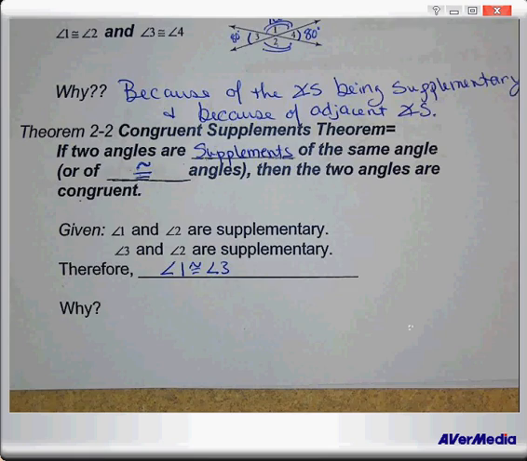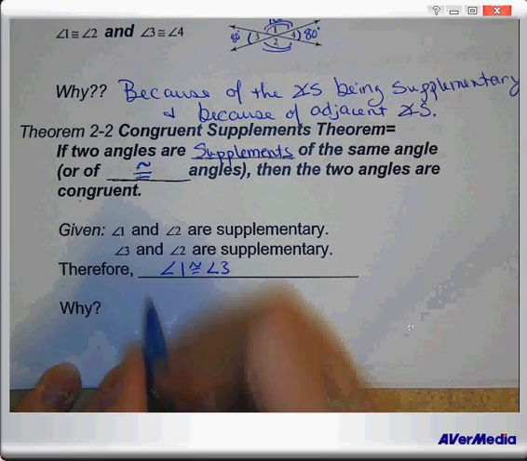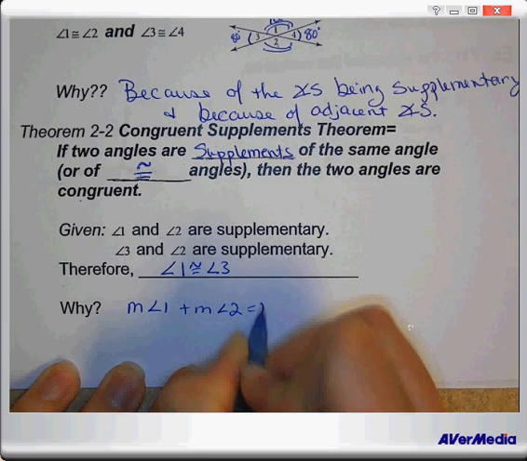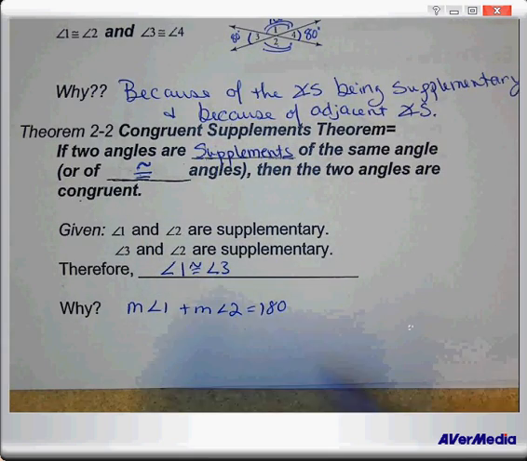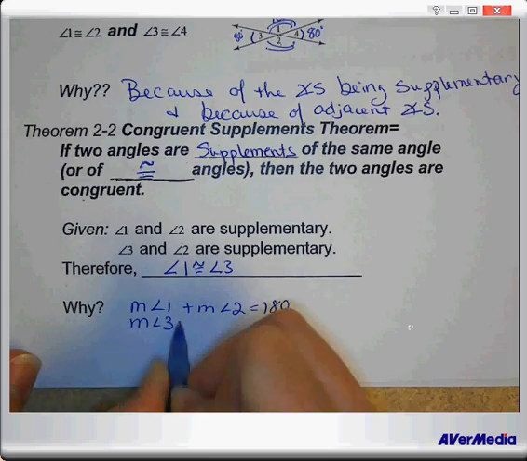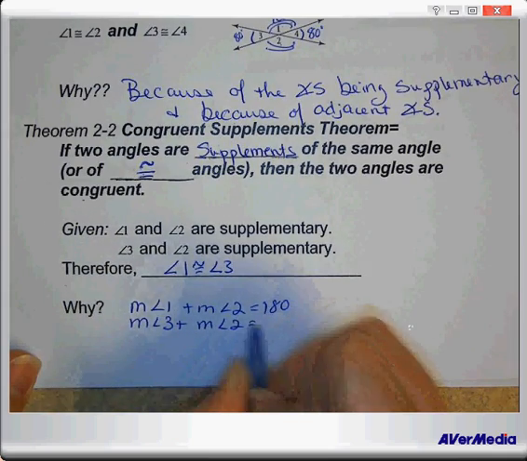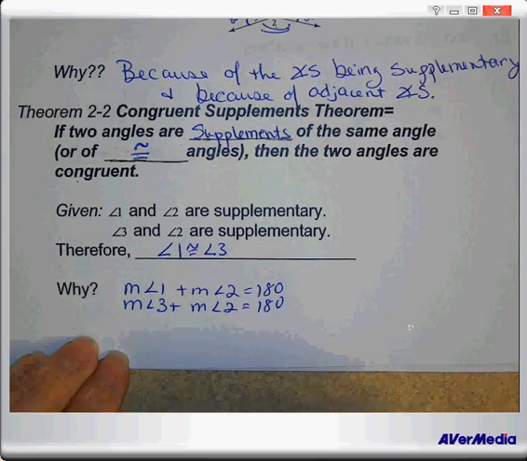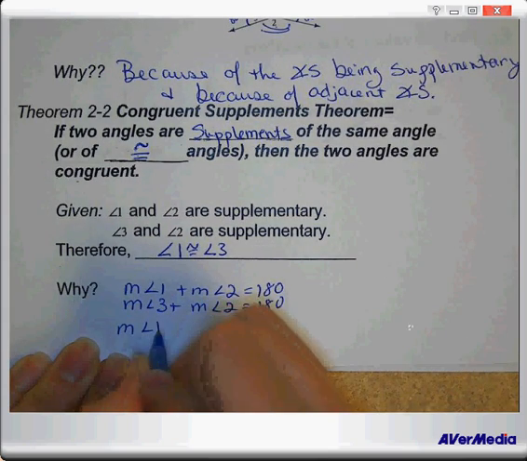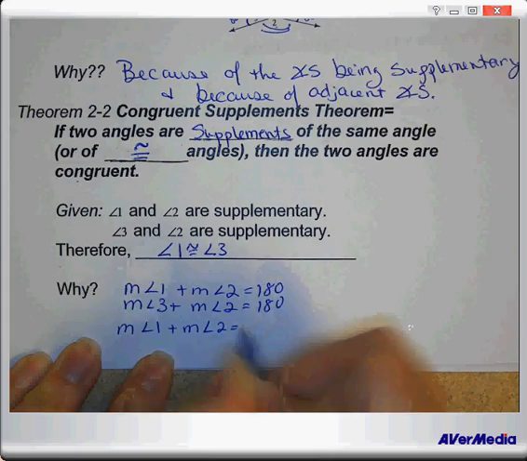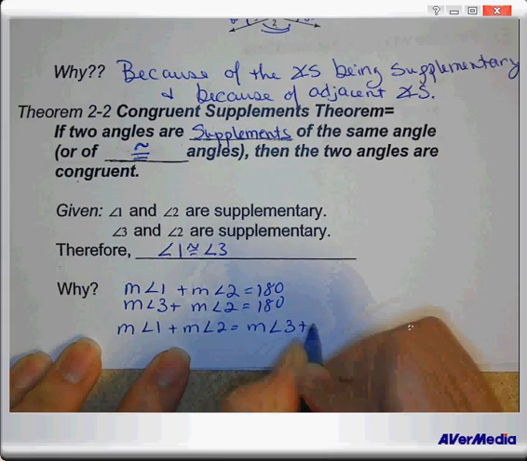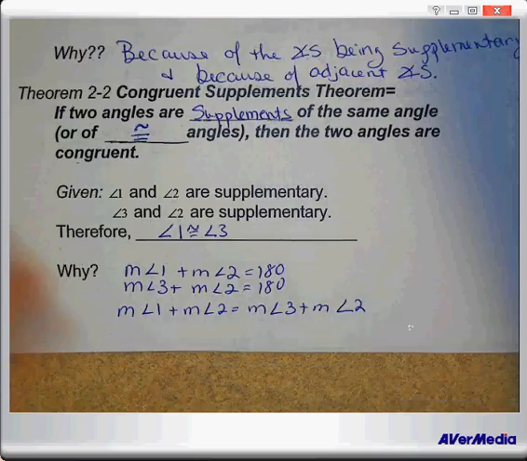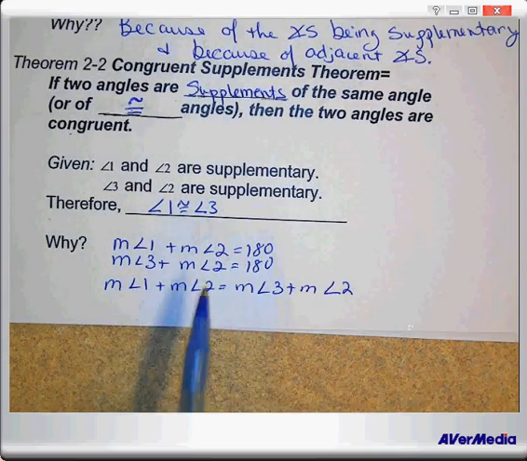Now, here's going to be the most popular question I ever ask you. Why? Well, the reason why, let's think about it. If I know the measure of angle 1 plus the measure of angle 2 equals 180, and I know the measure of angle 3 plus the measure of angle 2 is equal to 180, I can use algebra to set them equal to each other because they're both equal to 180. So I get the measure of angle 1 plus the measure of angle 2 equals the measure of angle 3 plus the measure of angle 2. Now, I want to show that angle 1 and angle 3 are congruent. What can I subtract from both sides?